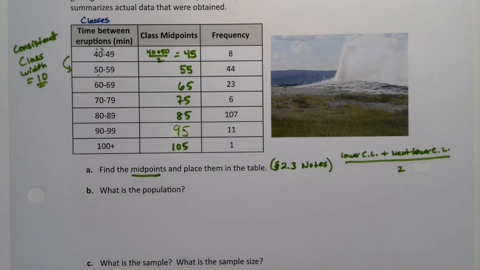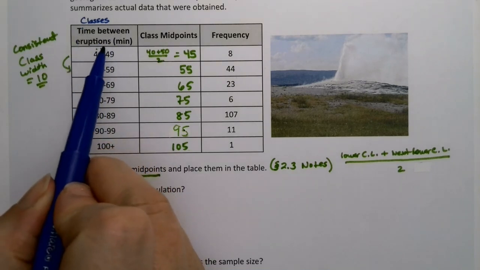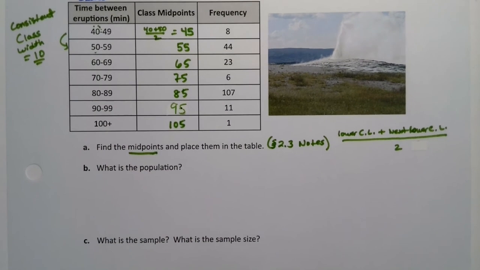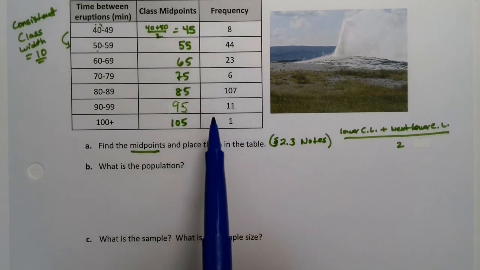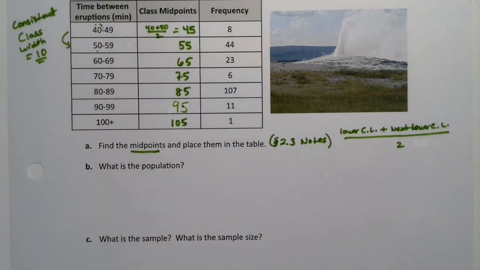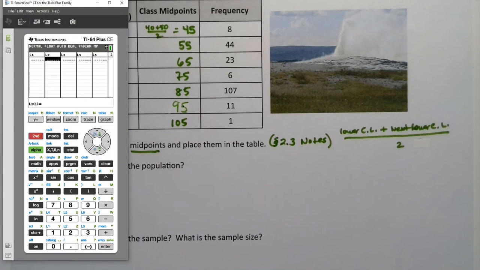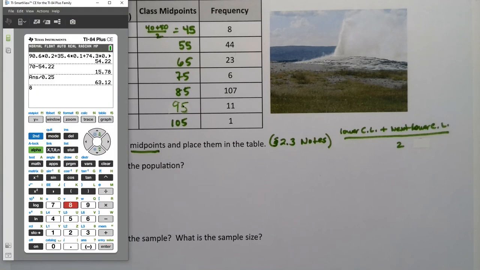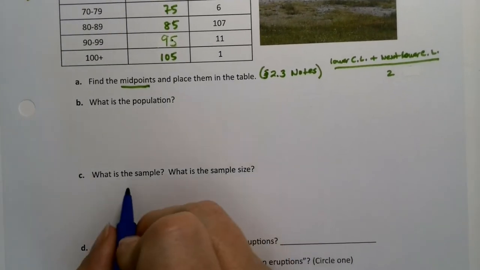All right, now let's think about what is the population here? Well, it's the waiting time between eruptions. And then we have a sample, and we can find the sample size, which is the number of waiting times between these eruptions. So we need to add these up. So let me go to the calculator. And quit. Remember, if ever you're in a screen you don't like, just press second and quit, second mode. So 8 plus 44 plus 23 plus 6 plus 107 gets us 200. Okay, so the sample and the sample size.